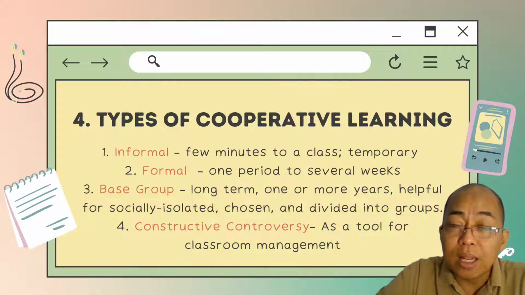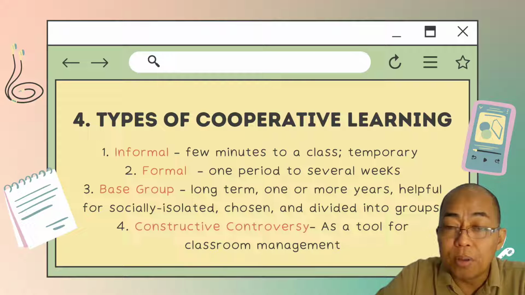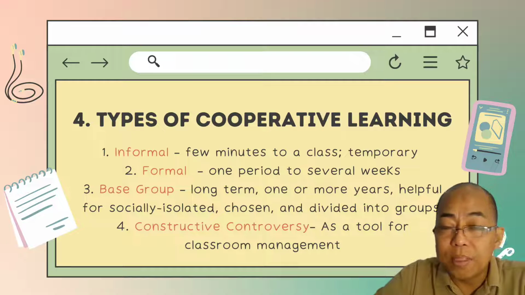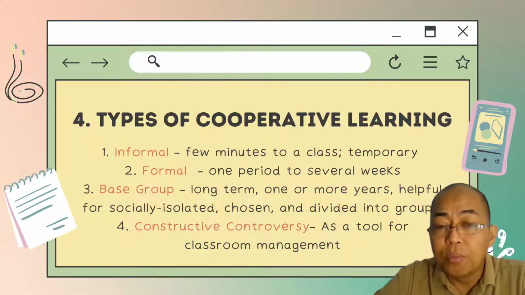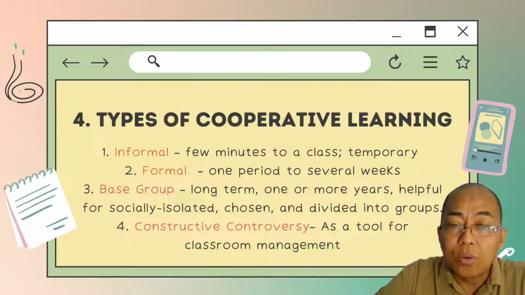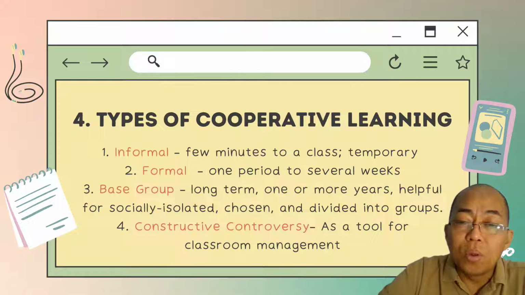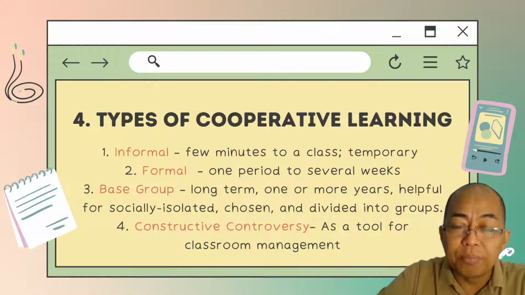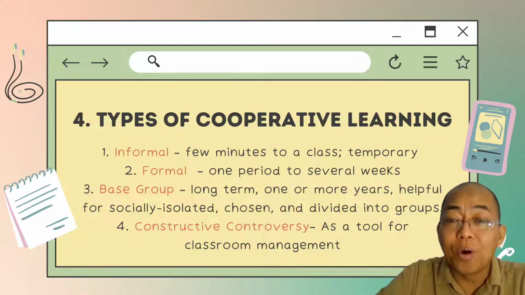So if the issue is about abortion, for example, one group will discuss the pros, why women should be allowed to abort the baby, something like that, and the other group will be assigned to cons, why women should not be allowed, why killing, something like that, or abortion should not be allowed. Okay, so those are the types of cooperative learning.